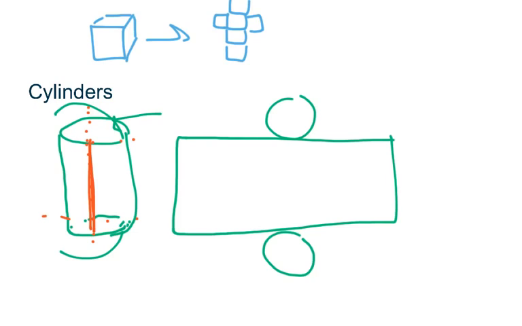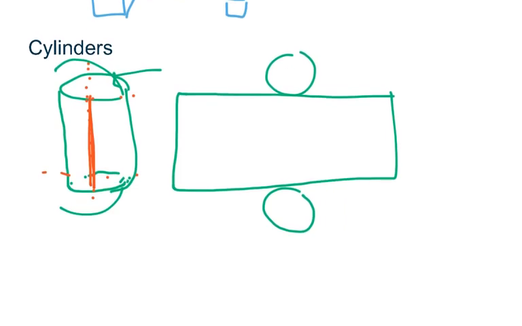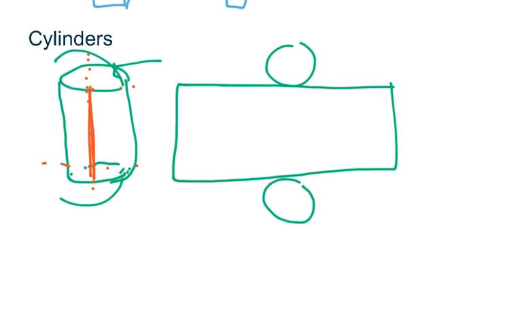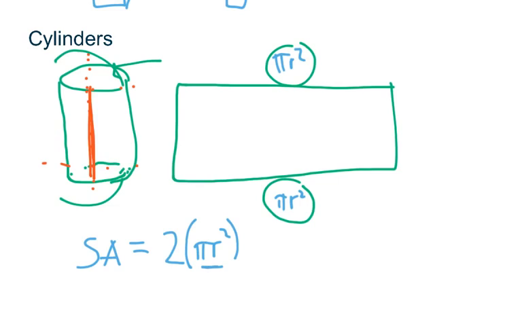Now when it comes to thinking about the surface area of a cylinder, let's break it down piece by piece. So the surface area is going to be the area of these circles. Pi r squared, pi r squared. So we have 2 of these, and to show that, I'm going to put it in parentheses, 2 pi r squared. So that has to deal with the 2 circles.